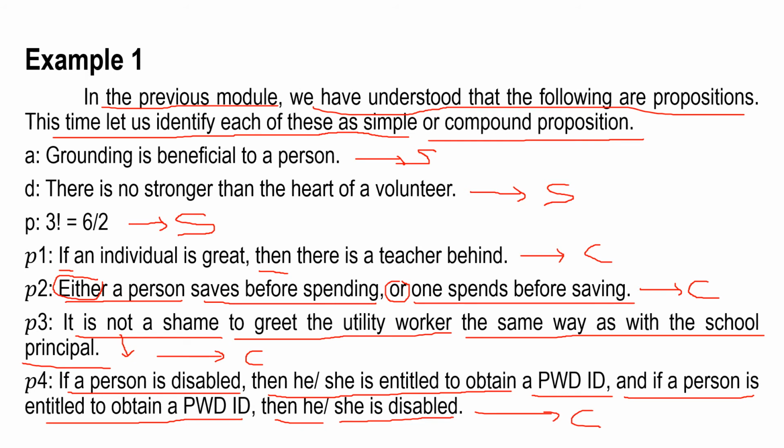So that's how we identify whether the given propositions are simple or compound: by simply assessing if there are logical connectors being used, or if the given is only a single proposition. If there are two or more propositions and we use logical connectors to combine or connect two simple propositions, then we can come up with the idea that the given is a compound proposition.